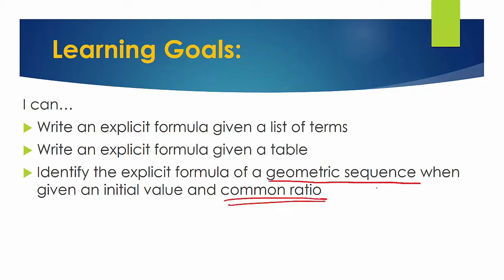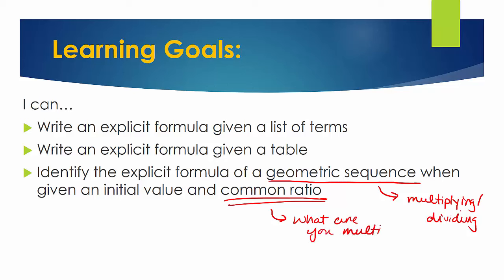So this is kind of what's different. Geometric means multiplying. And you could also think of it as multiplying and dividing, depending on which is easier for you. And then common ratio is what are you multiplying by, or dividing, if you want to think that way. But most often than not, it's going to be multiplying. Depends on if the numbers are getting bigger or smaller.